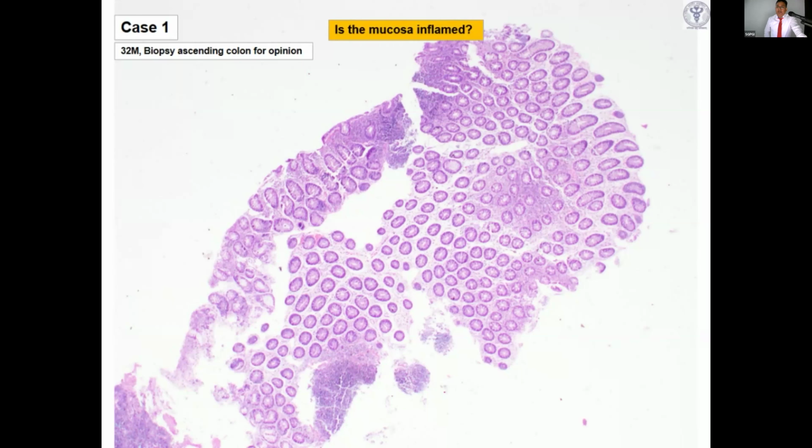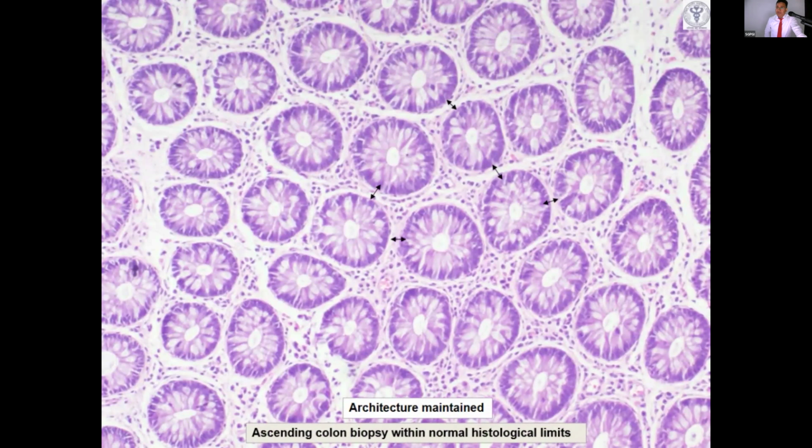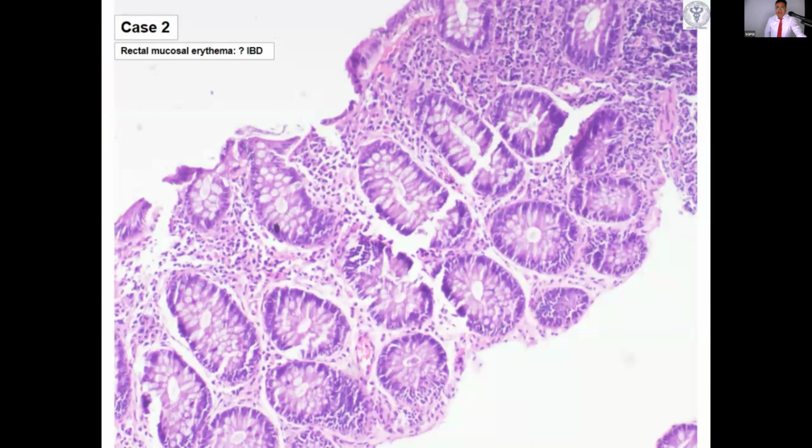So let us apply those questions and those criteria. If the mucosa is inflamed, we have to ask. We'll divide the mucosa into two halves, and we can see there is a lymphoid aggregate and some inflammatory cells. They are not really redistributed in the lower half. Then we'll ask another question, whether the architecture is normal or not. And we know that they're evenly distributed, the architecture is normal. So we interpreted this as ascending colon biopsy within normal histological limits.